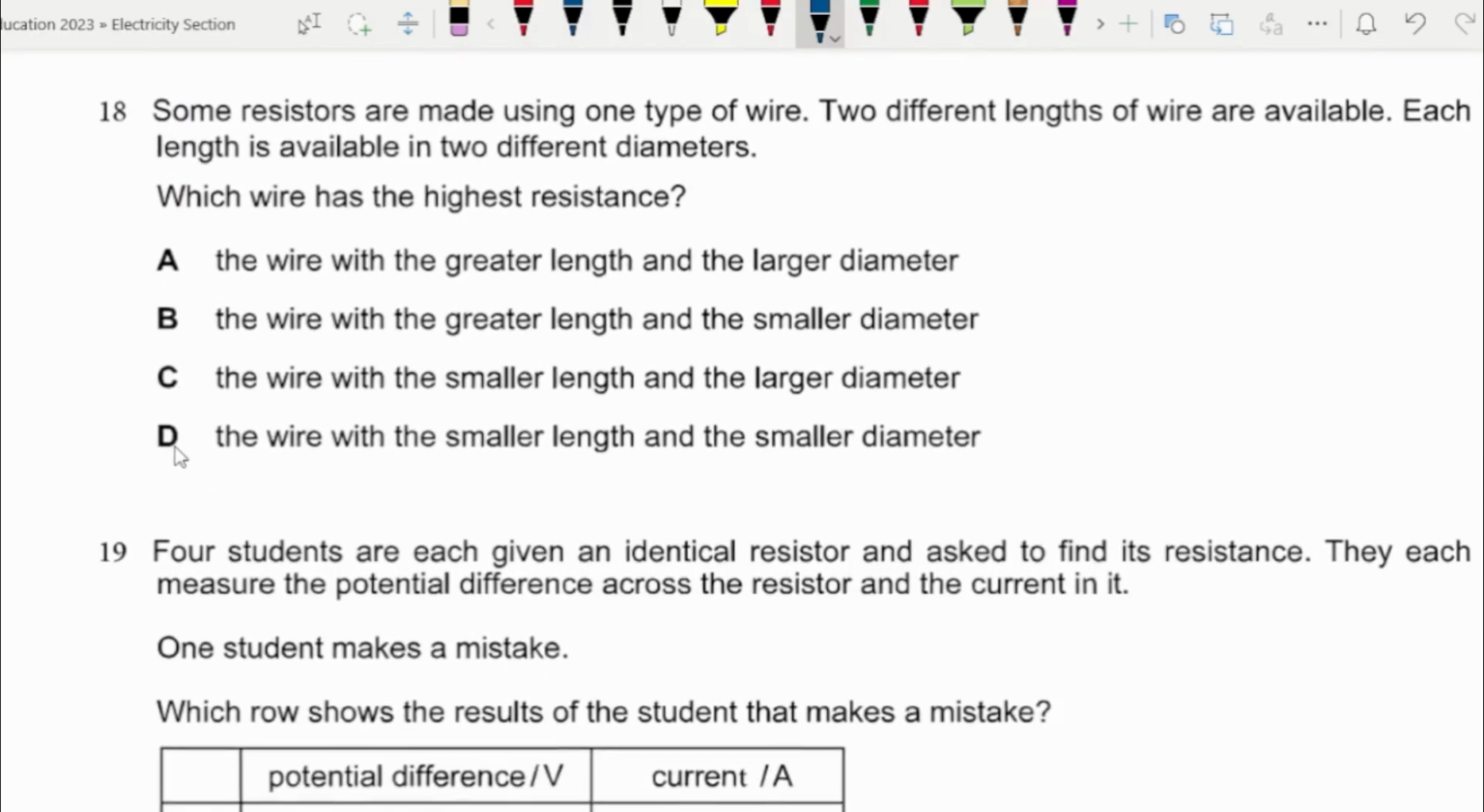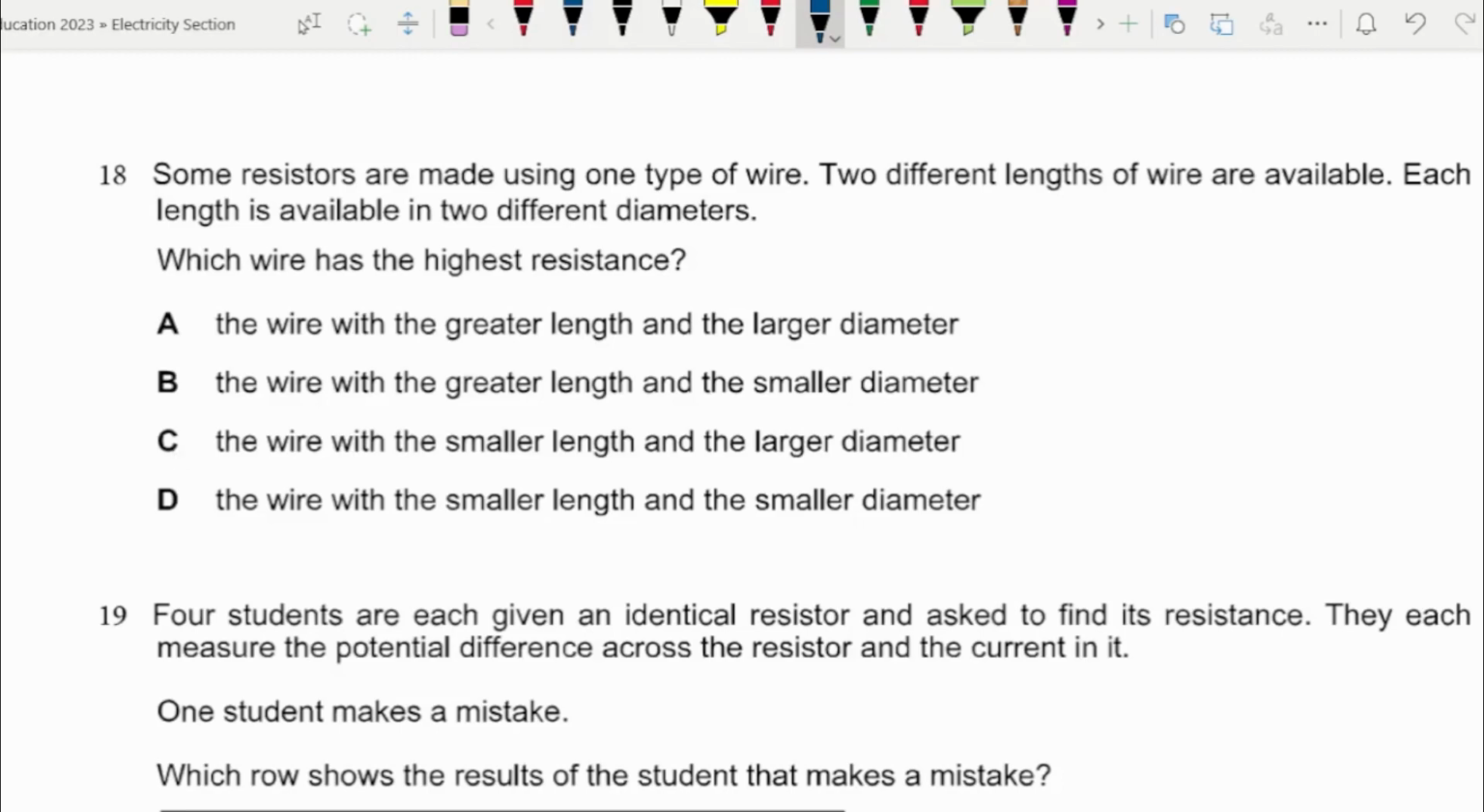Okay, 18. Some resistors are made using one type of wire. Two different lengths of wire are available. Each length is available in two different diameters. Which wire has the highest resistance? You see the same concept being repeated. Not the smaller length. Can't be C or D. Now the wire with greater length and the smaller diameter.